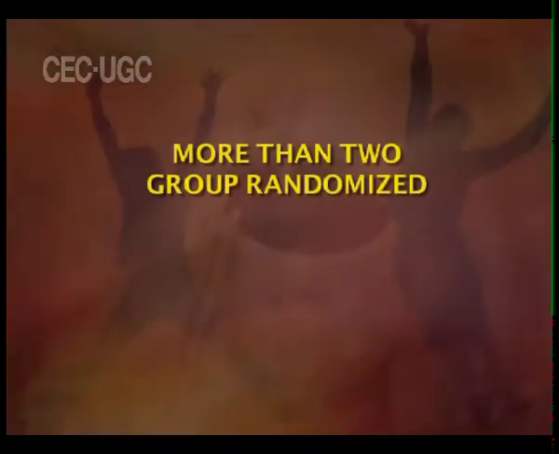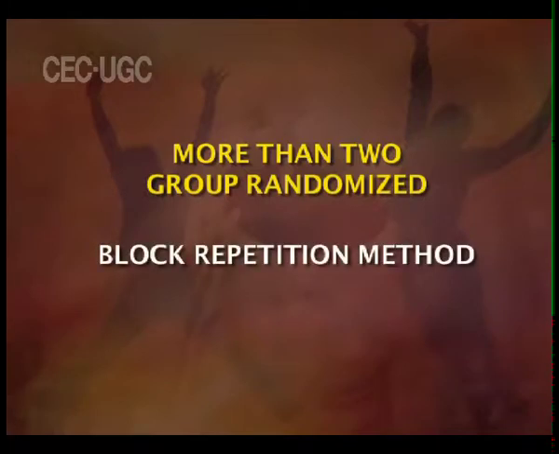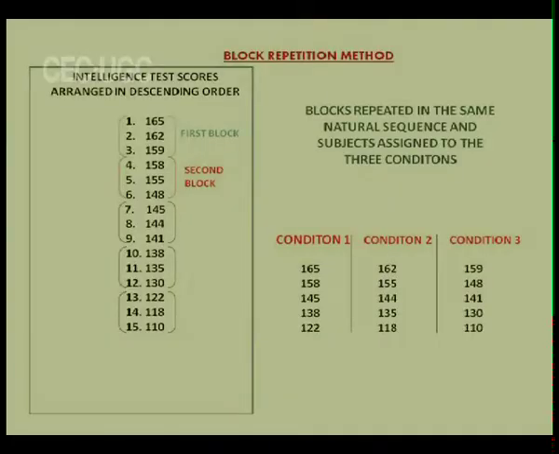Yet another method of finding out matched pairs involves the block repetition method. In the block repetition method, again the intelligence scores of the subject will be arranged either in the ascending or the descending order, and the natural sequence will be followed, that is A, B and C. So the first subject goes to condition A, the second goes to condition B, the third goes to condition C and so on.